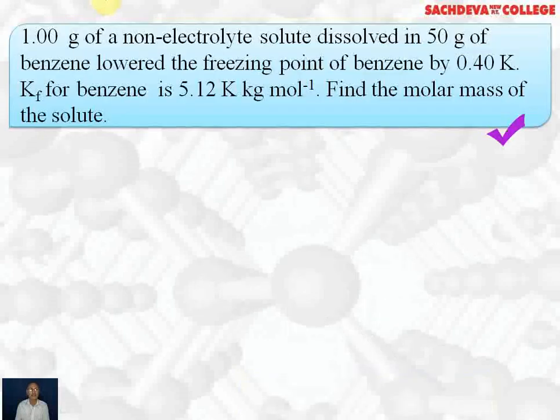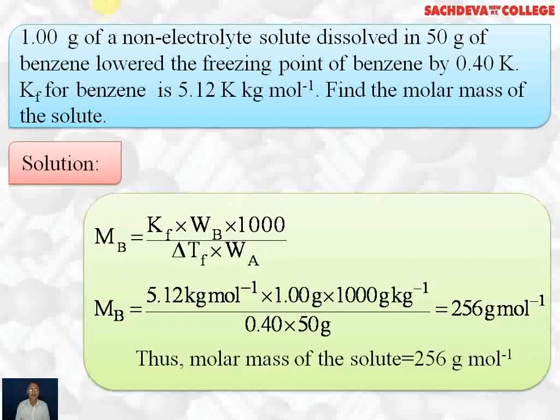Let's take up numerical based on this. 1 gram of non-electrolyte solute dissolved in 50 gram of benzene lowered the freezing point of benzene by 0.40 Kelvin. Kf for benzene is given 5.12 Kelvin kilogram per mole. Find the molar mass of solute.